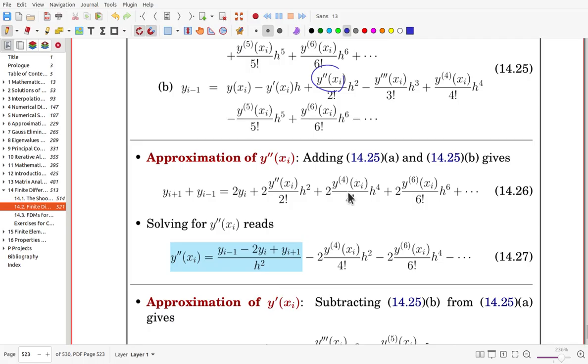This term will be moved to the other side and divided by h squared. So we have that. Rather than fourth order, we have second order. Similarly, we can get this one. Okay, that is the finite difference formula. Later on, we'll try to use this term only, and we'll ignore these terms. So that is the idea of the finite difference method.